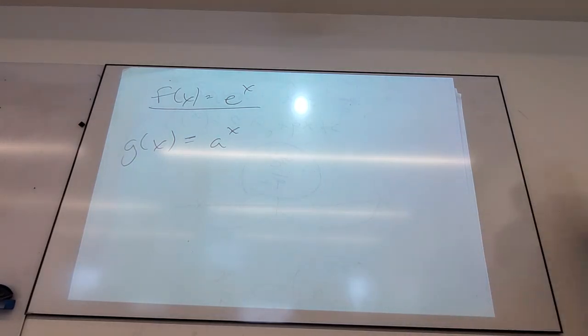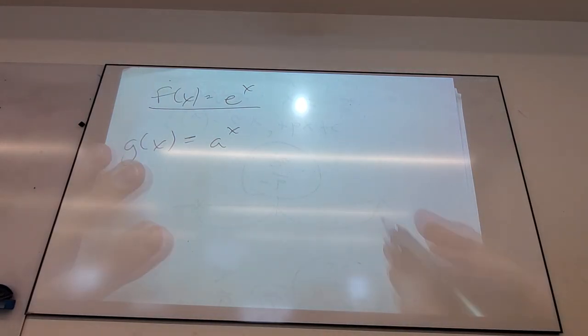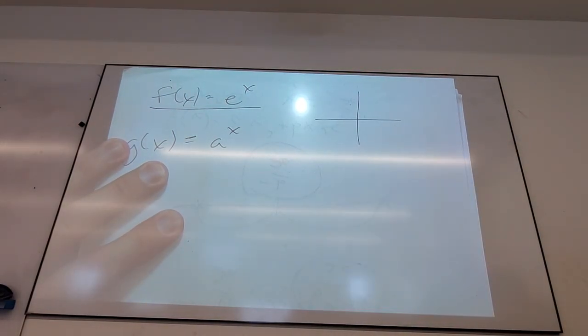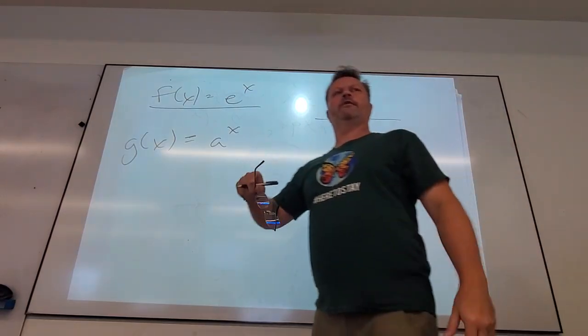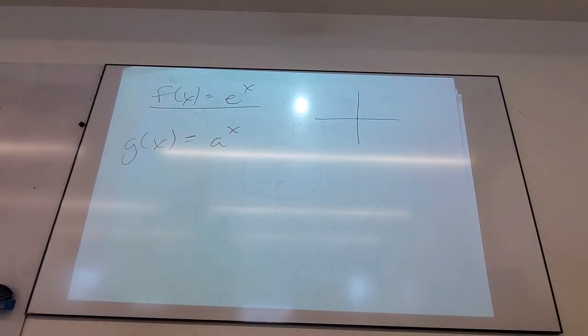Do you guys know what it looks like if you graph it, just out of curiosity? Because A is just going to be any value. Well, let's say A is greater than 1. Even if A is not greater than 1, it still has the same kind of shape. It's just been reflected or something. If A is greater than 1, does anyone know what that looks like? Yeah, there we go.